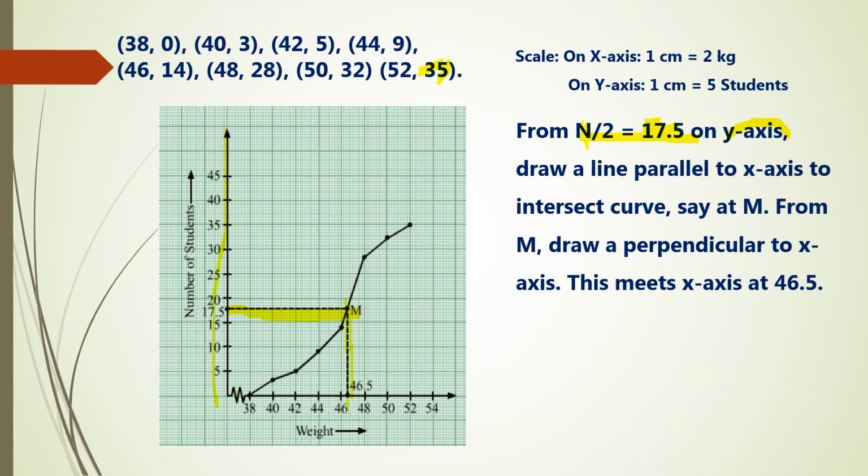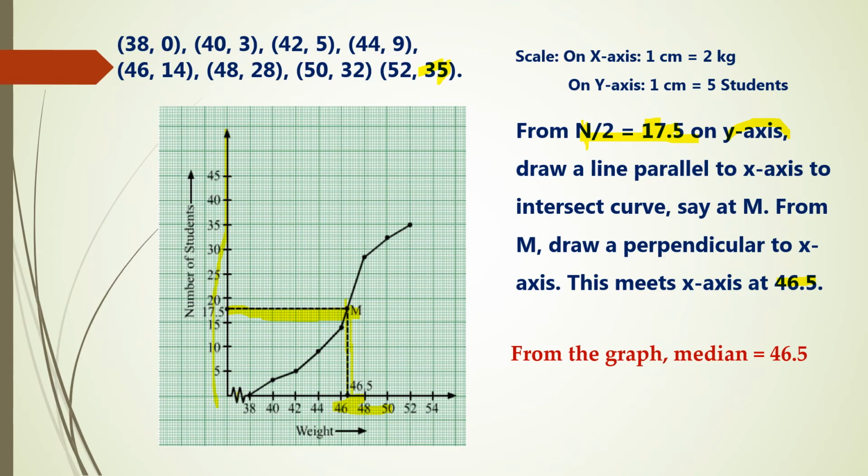For this point, the x-coordinate will be 46.5, as you can see by observation, and the y-coordinate is 0 because it lies on the x-axis. Therefore, the perpendicular meets the x-axis at 46.5. Now, from the graph, the median is equal to 46.5, which is nothing but the x-coordinate of the final point. In this way, we can calculate the median for the given data by using the less than ogive.